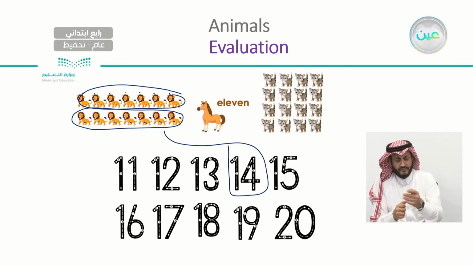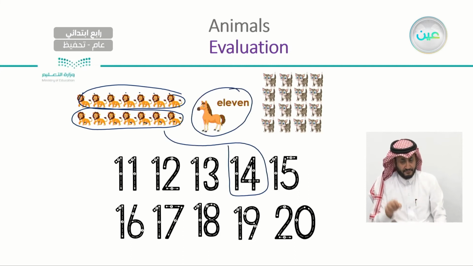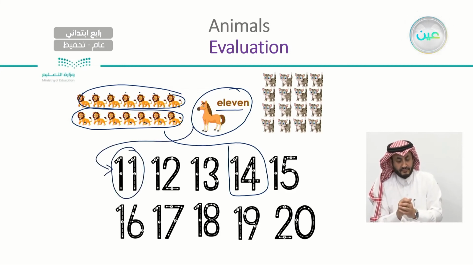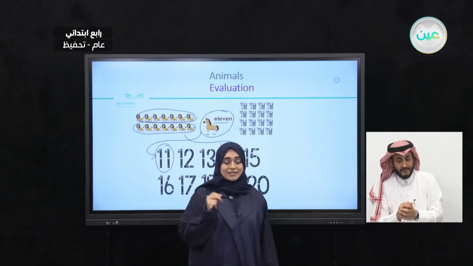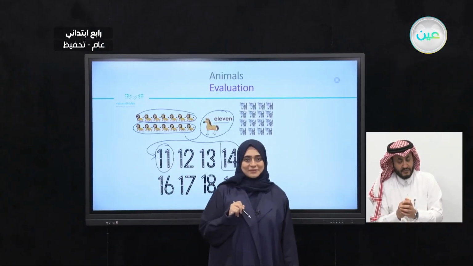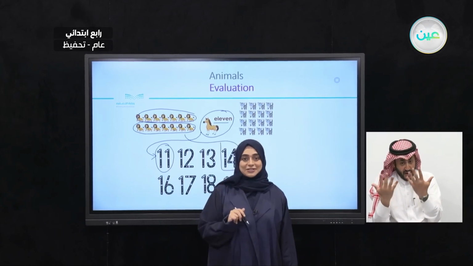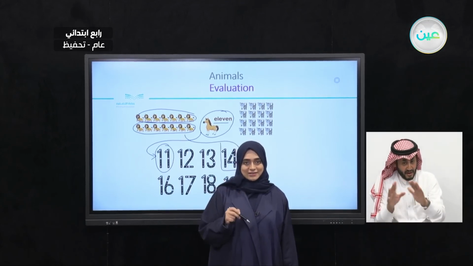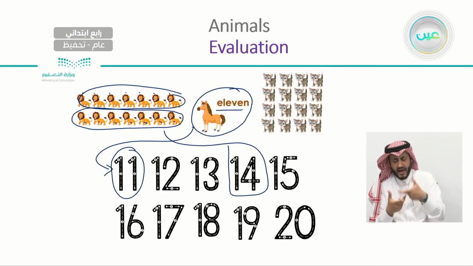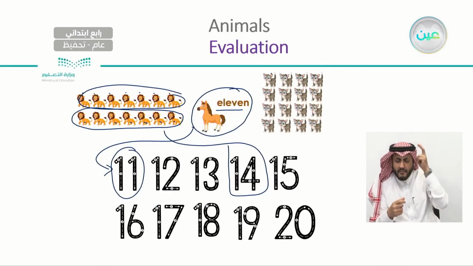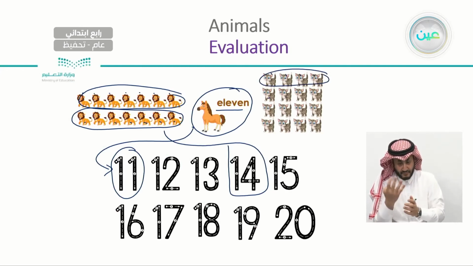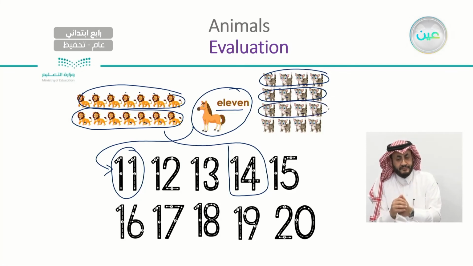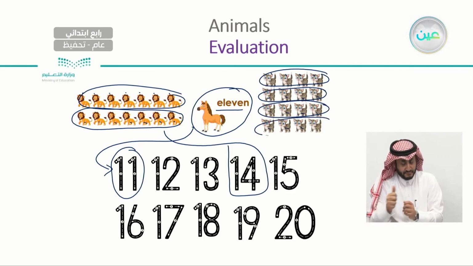Now let's look at this one over here. Read this with me. 11. Excellent. Let's match it to number 11. 11 is the first number after number what? Show me both your hands, all your 10 fingers. 11 comes after 10. Excellent. Now let's look at the last picture. We have 1, 2, 3, 4. Okay. 5, 6, 7, 8, 9, 10, 11, 12, 13, 14, 15, 16 cats.